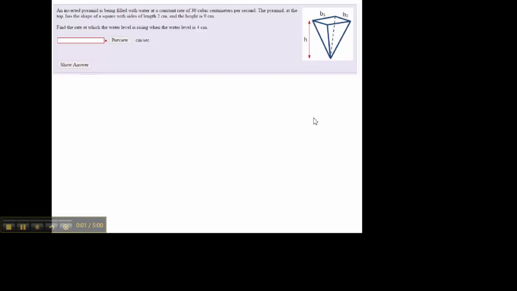Okay, so to answer this question, we need to look at what a pyramid with a square base looks like, and we have to make one basic assumption. So this is question, let me make sure my pen is on. Okay, so this is question 2.6, number 8.